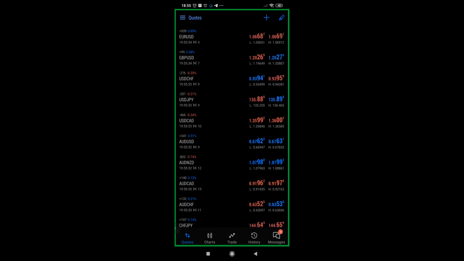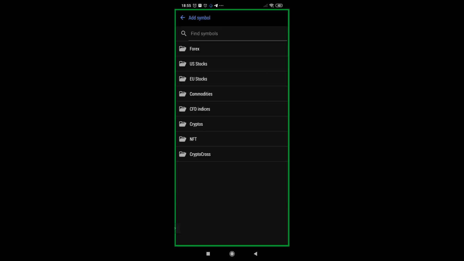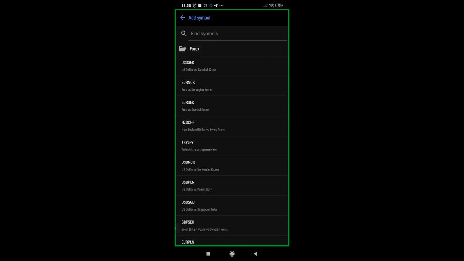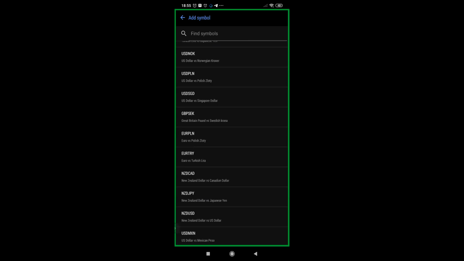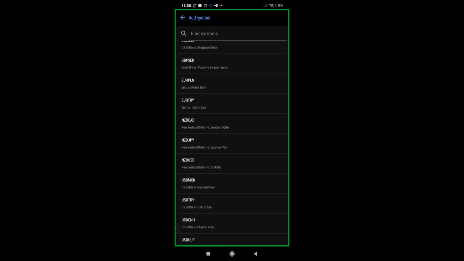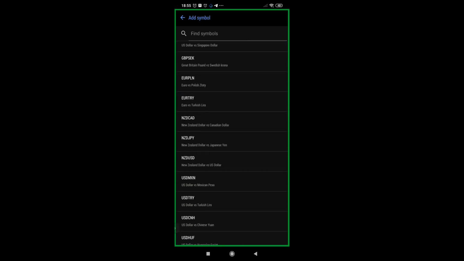So click on the plus sign, and then it will give you different folders. You just click on the Forex folder. You see all the pairs that you can add. Okay, so let's say I want to add NZD JPY or NZD USD. I just simply tap on it.